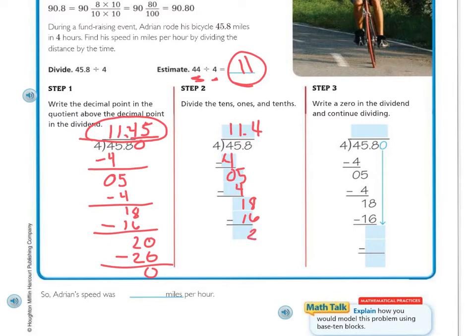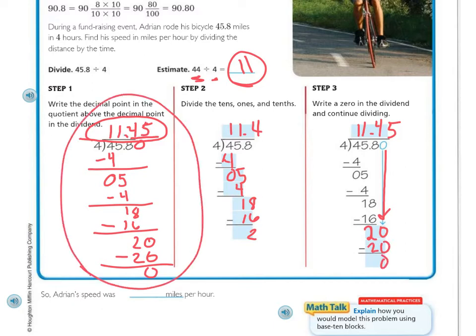Over here, they rewrote that all for you. 11.4, and this time we had the 2 right here. I brought down my 0 right here. See how I brought down my 0? And then 4 goes in 5 times, 4 times 5 is 20, with a remainder of 0. I just did it all for you here. They wanted you to break it out in step 2 and step 3.